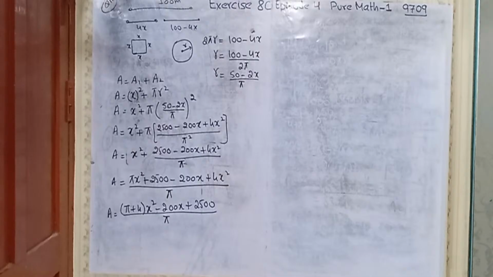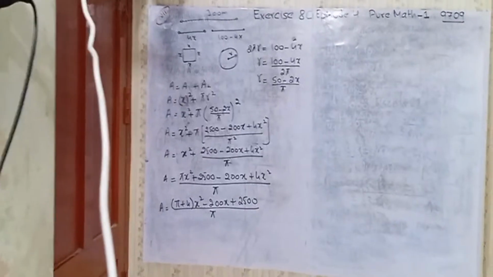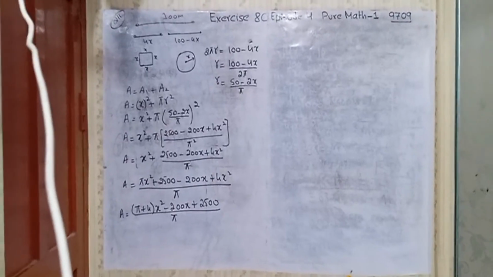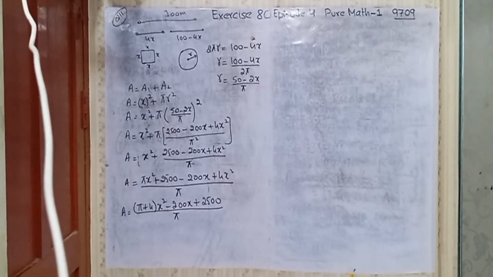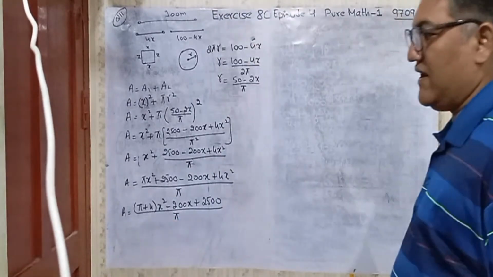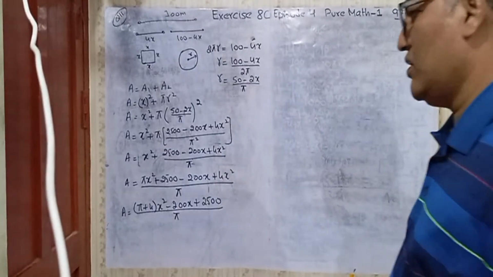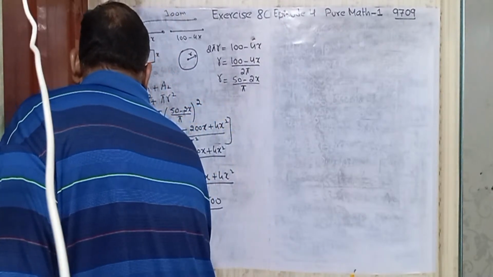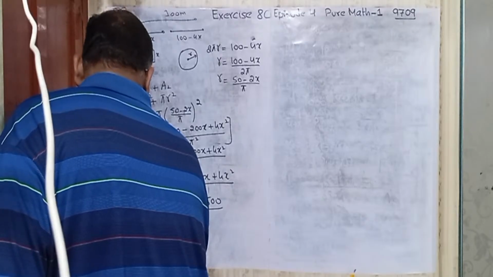Then he says find the C part. Find the value of x for which A has a stationary value and determine the nature and the magnitude of this stationary value. So what we have to find out is the stationary point. To find the stationary point, you have to differentiate this, and we can differentiate it easily. Okay, so let me take dA by dx.